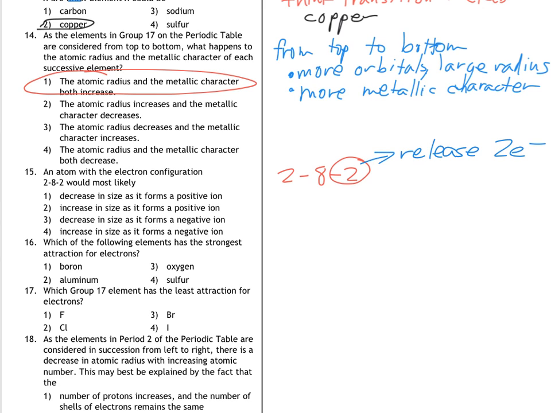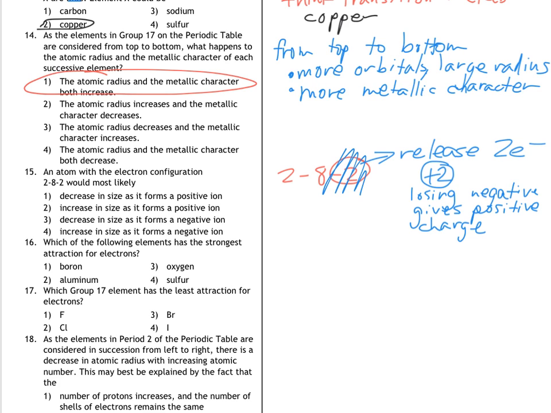So when it does that, it's going to make the overall charge of the atom, the net charge of the atom, positive 2. Again, it's like you're losing negatives, so losing negatives gives you a positive charge. And as you're releasing those electrons, you've also just released an orbital, so the atom is going to be much smaller as well. Therefore, my best answer here is decrease in size as it forms a positive ion.